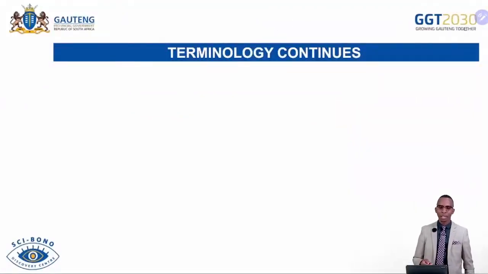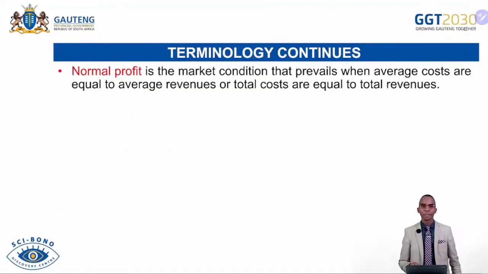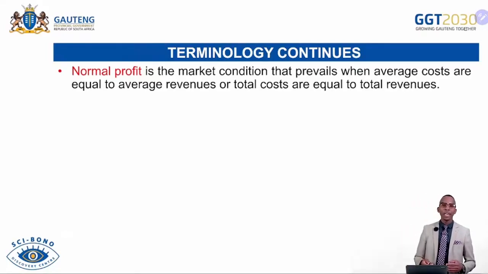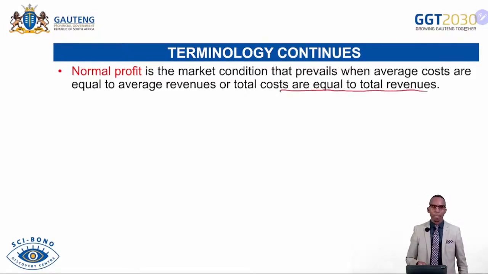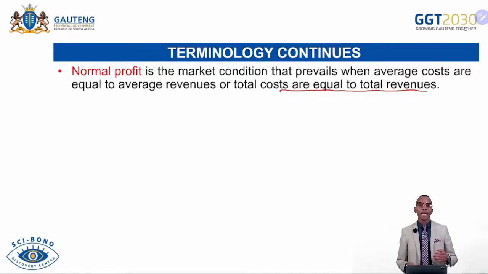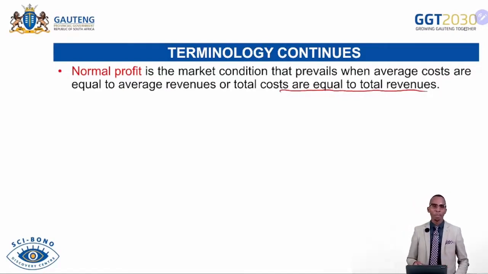We continue with the terminology. The normal profit. This is the market condition that prevails when the average cost of doing the business is equal to the average revenues, or the total cost of doing the business is equal to total revenues. And then we call this what? The normal profit or the break-even. Remember, these are the minimum earnings that prevent the firm from leaving the market.